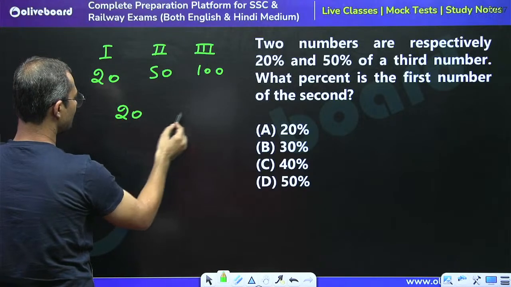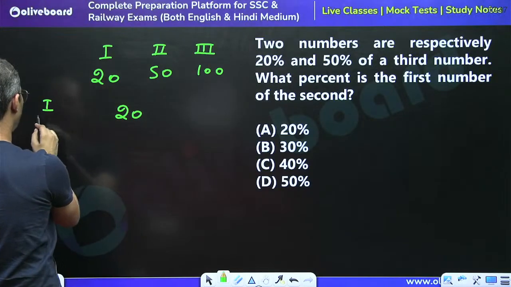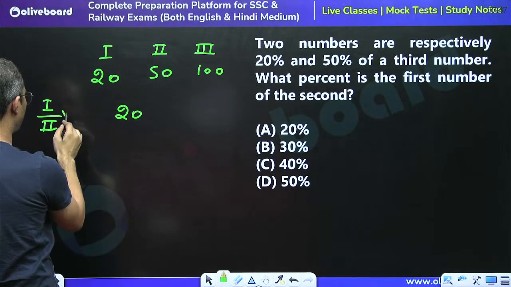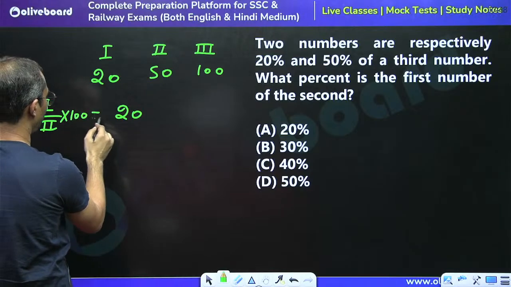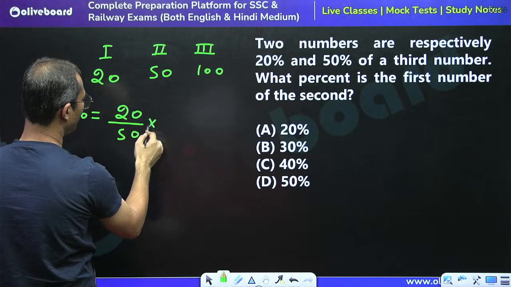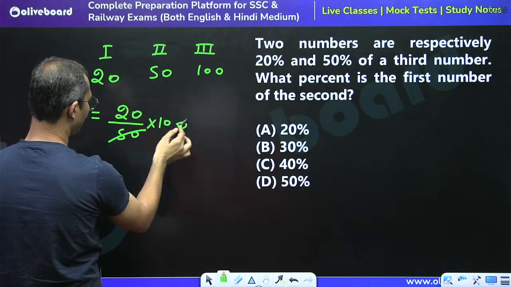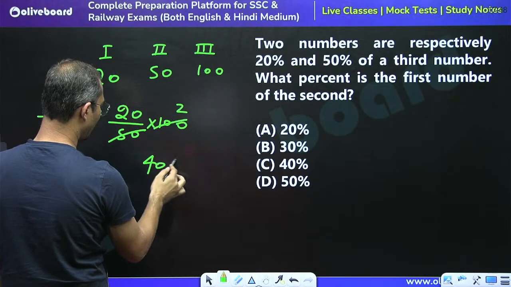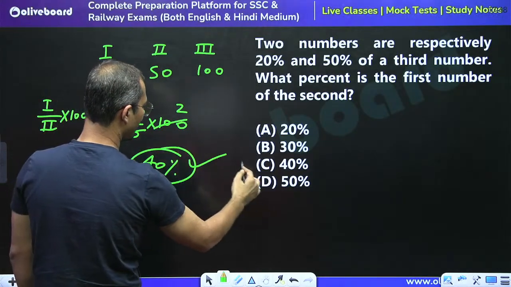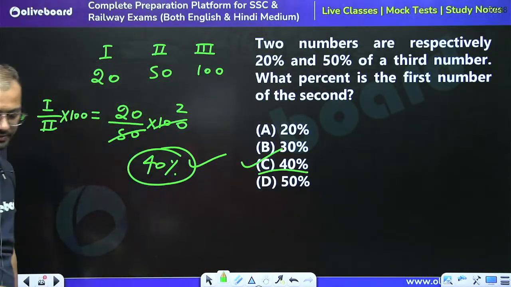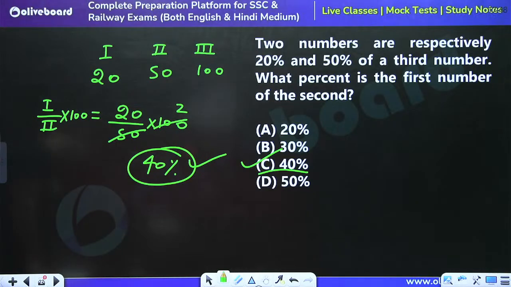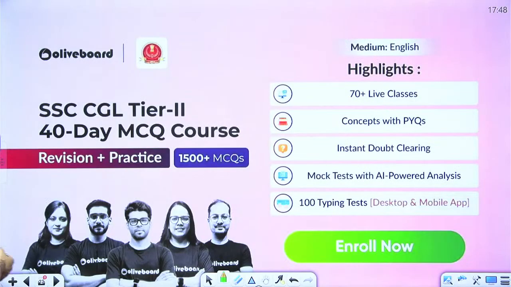The question is asking what percent the first number is of the second. So first divided by second into 100: 20 divided by 50 into 100. By 50 this is 2 times, so 40% is the right answer. So C is the right answer, 40%.